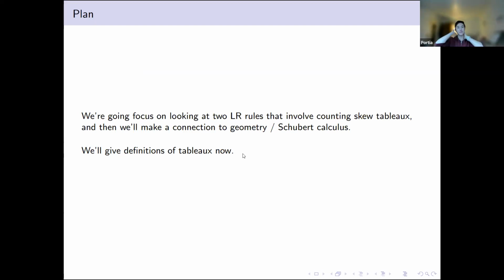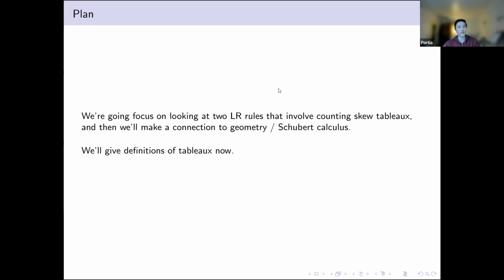Okay, this is one of my hasty slides. So the plan going forward, after that interlude, is to go back to what we were doing, which was looking at Littlewood-Richardson rules. We're going to look at 2 specific ones that involve counting skew tableau, and then we'll use that to make a connection to a geometry, Schubert calculus statement.